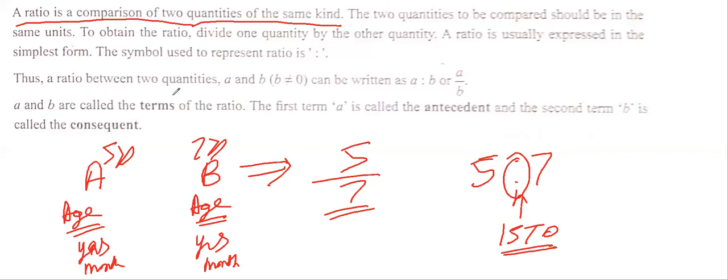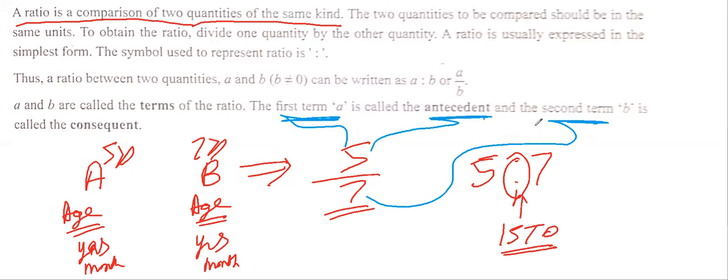Thus a ratio between two quantities A and B, where B is not equal to 0, can be written as A is to B or A divided by B. That's what I wrote here. Now, what is this 5 called? It is called the first term. What is this 7 called? It is called the second term. What is the other name of this A? The other name of A is antecedent. And the other name of B is consequent. Okay, that's what this means.